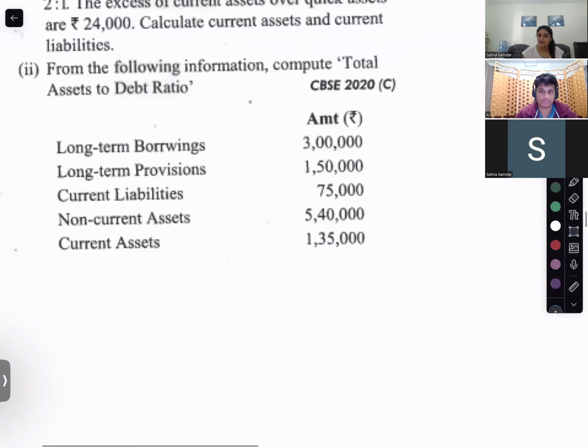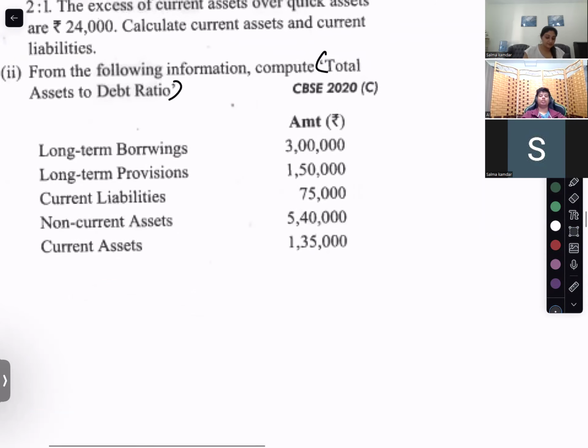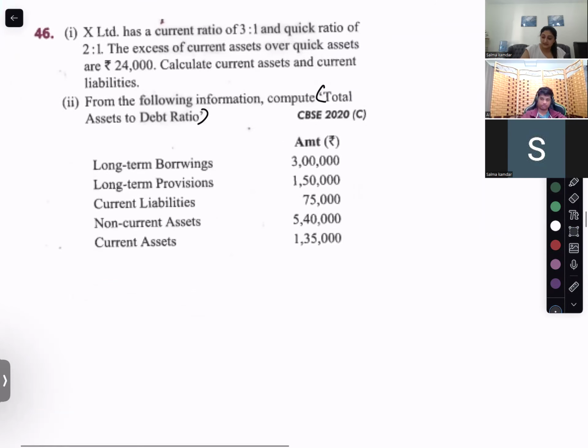What have we been asked to calculate? Total assets to debt ratio. Can you give me the formula for this? Total assets divided by debt. What is the formula for total assets? Current assets plus non-current assets. And total debt is what? Long-term borrowings plus long-term provisions.